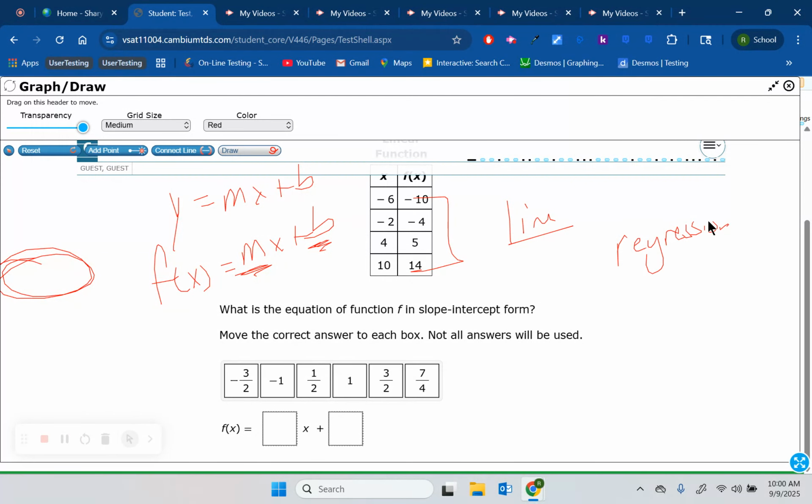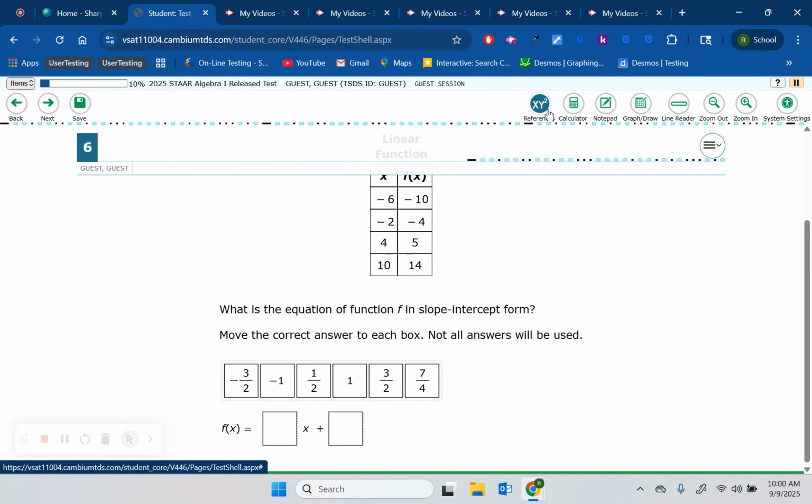And I tell you, you've got to commit to 3 functions: mx plus b, ax squared plus bx plus c, and a times b to the x. This guy's linear, so you need to know mx plus b. I'm going to walk you through how to get this right in a calculator, especially your decimals.